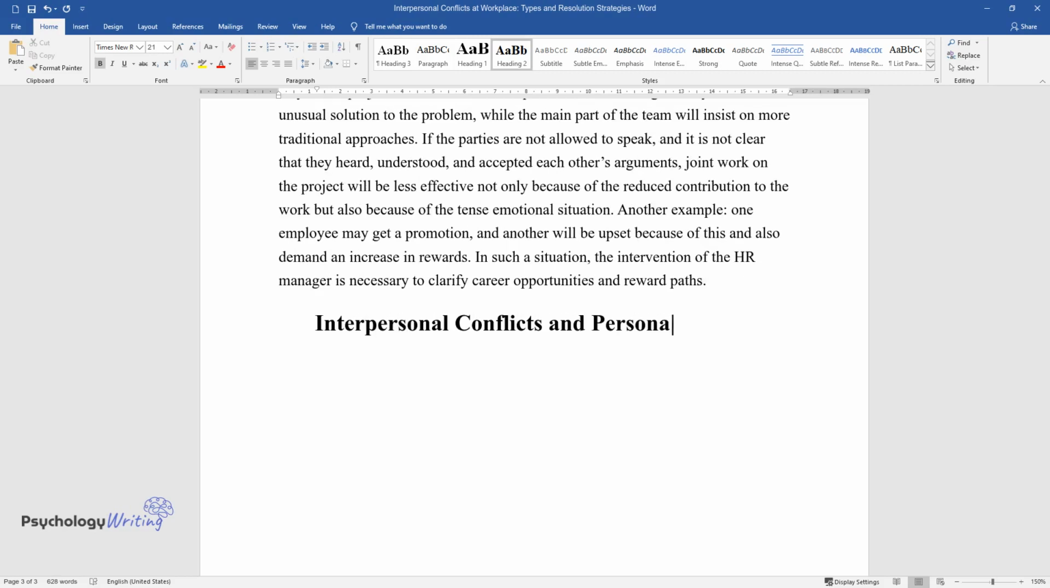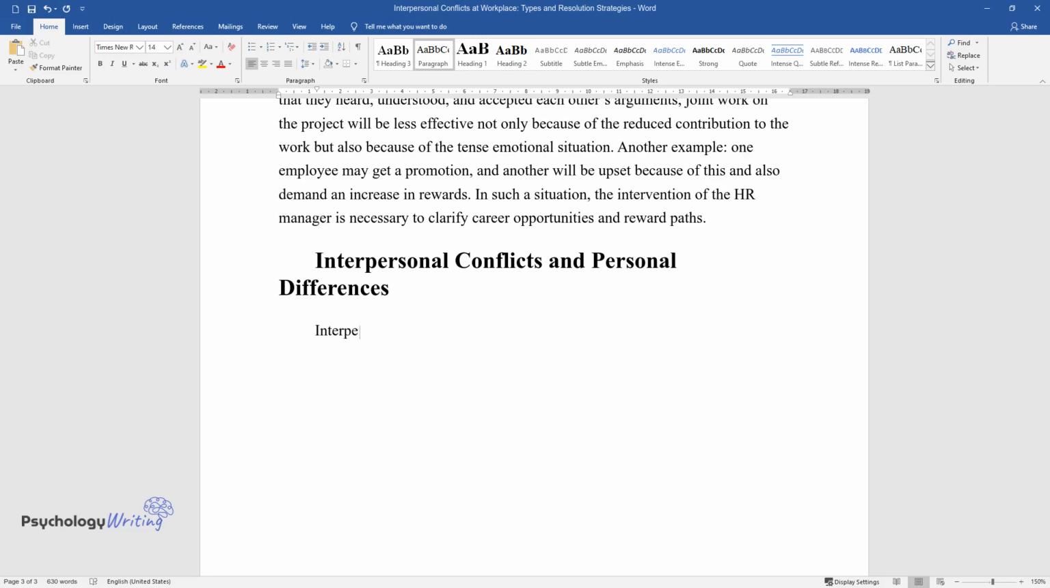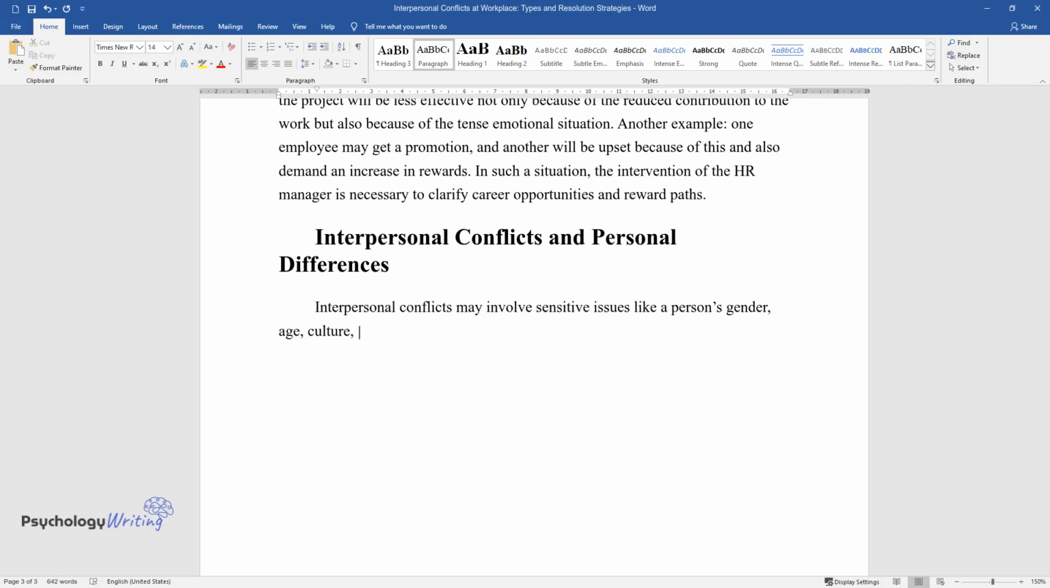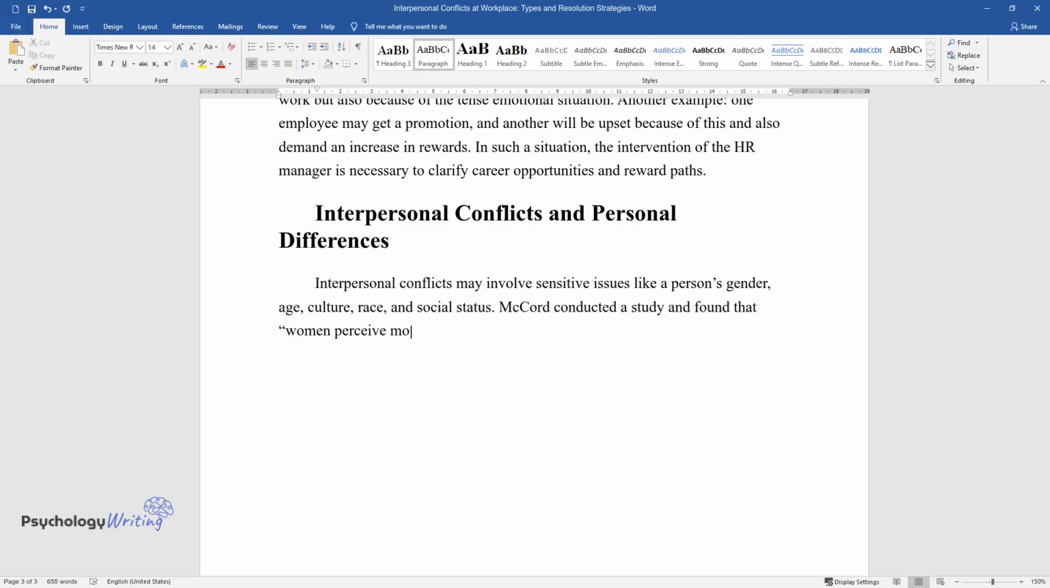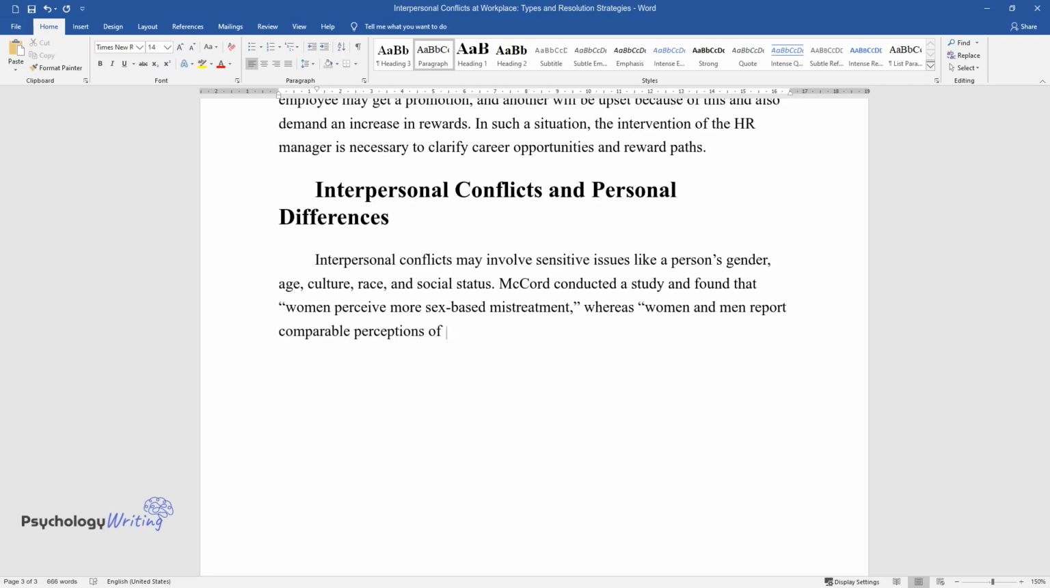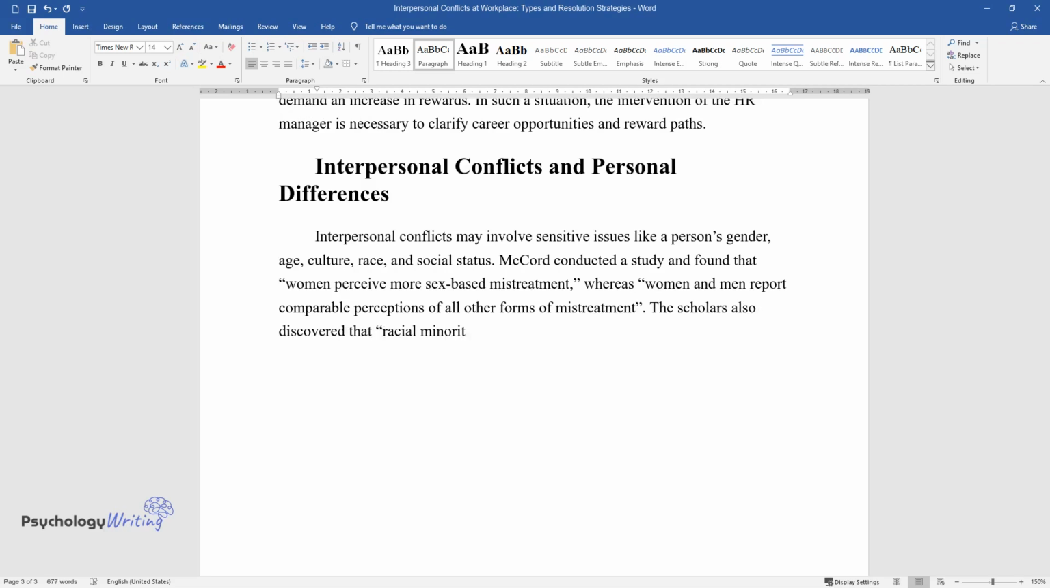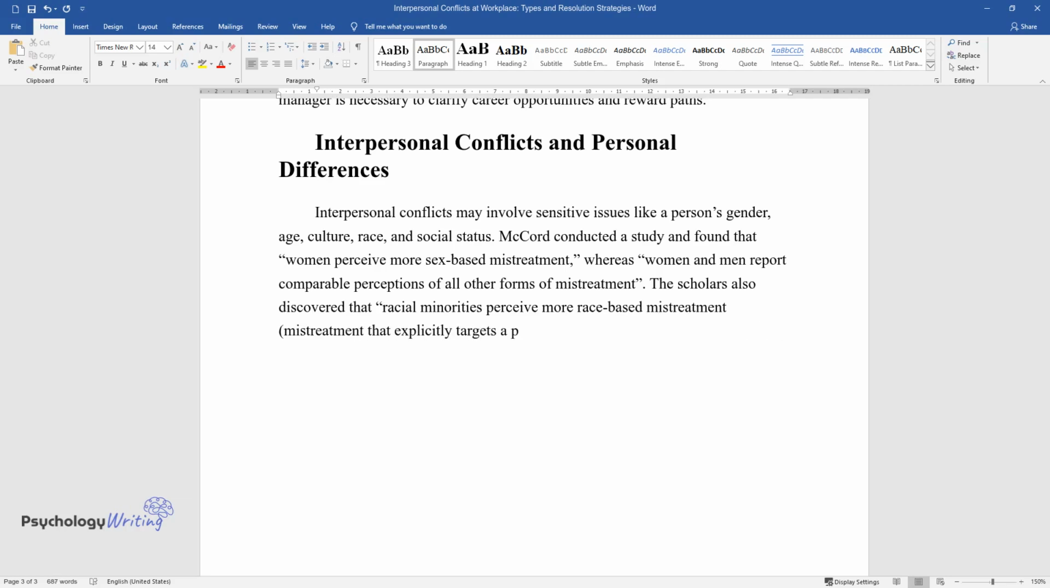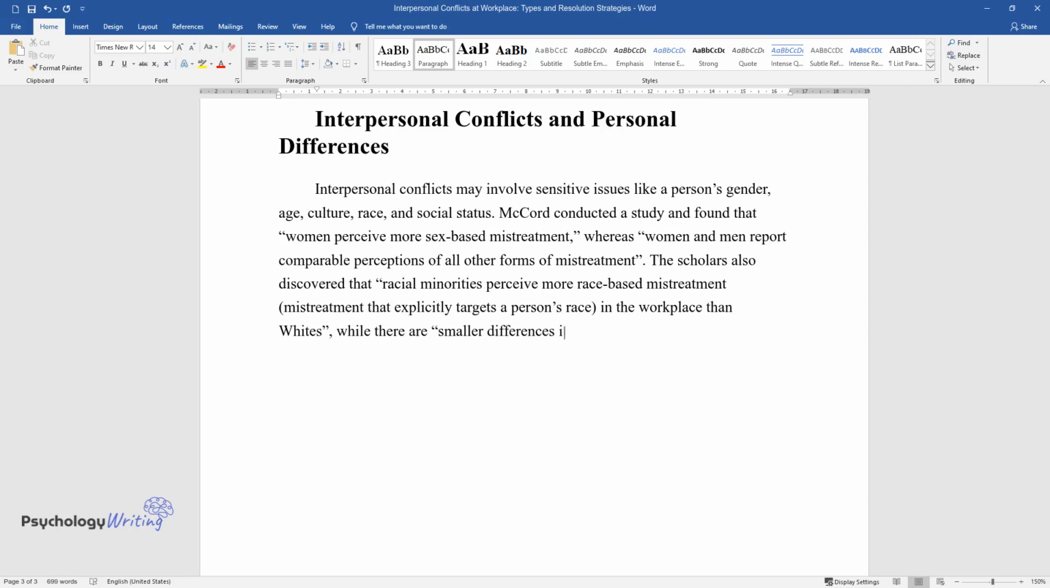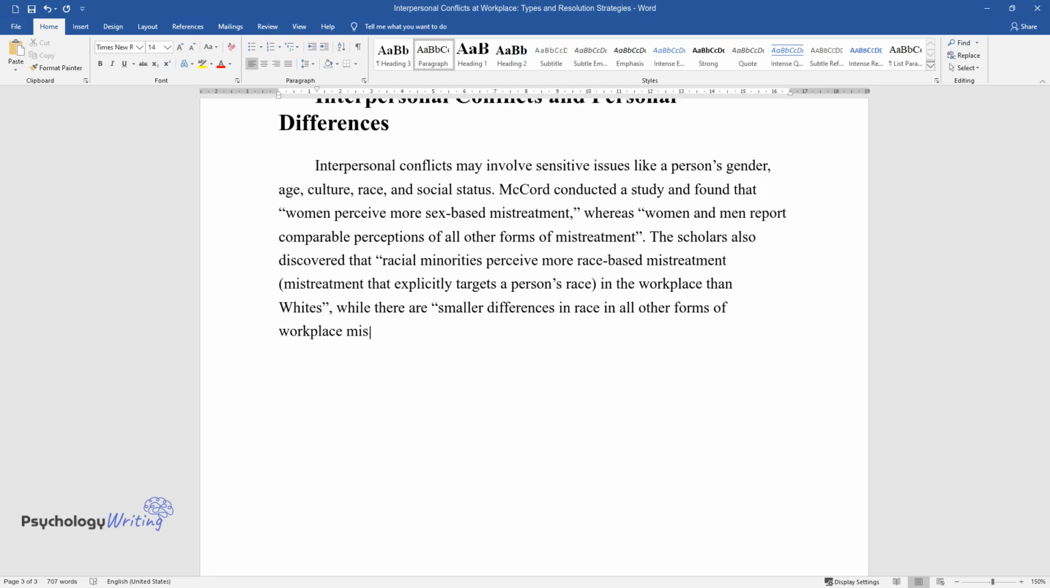Interpersonal conflicts and personal differences. Interpersonal conflicts may involve sensitive issues like a person's gender, age, culture, race, and social status. McCord conducted a study and found that women perceive more sex-based mistreatment, whereas women and men report comparable perceptions of all other forms of mistreatment. The scholars also discovered that racial minorities perceive more race-based mistreatment that explicitly targets a person's race in the workplace than whites, while there are smaller differences in race in all other forms of workplace mistreatment.